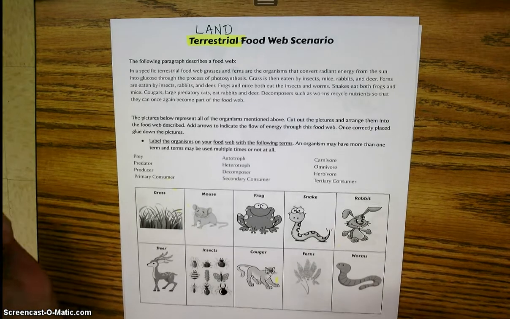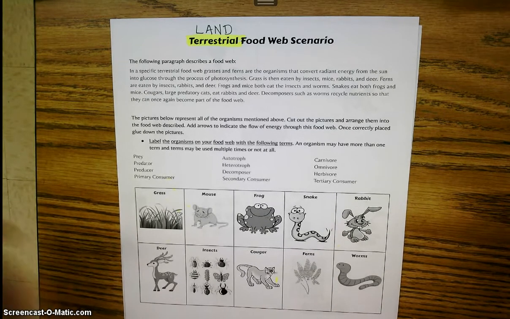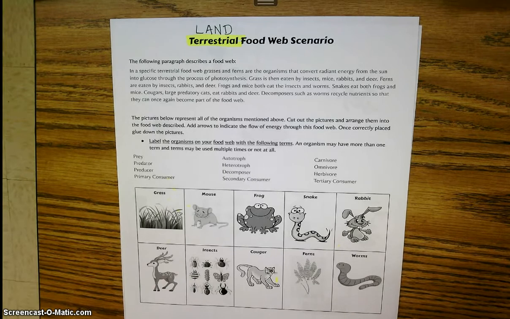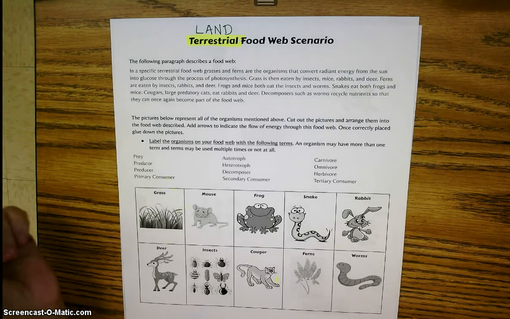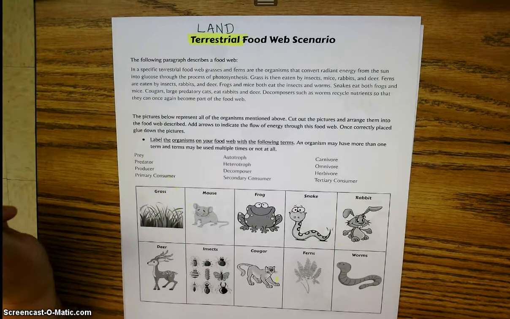If you've ever heard of an extraterrestrial, like ET, means from another land. Terrestrial means land. So in your homework tonight when you're reading and it says land biomes, it really could say terrestrial biomes. We have a paragraph here that's going to describe a food web.